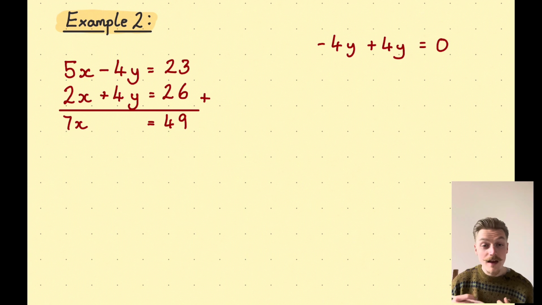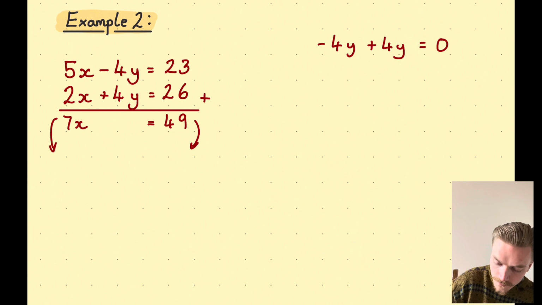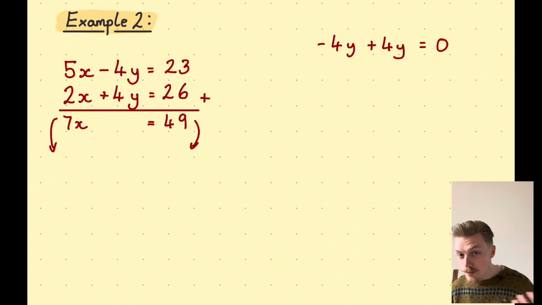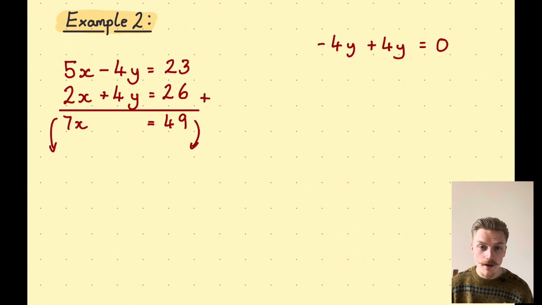I've only got the x, I've cancelled out the y. Wonderful. That means I can progress. So if you make a mistake in an exam, you do the wrong thing, you're left with a y and with an x, hopefully you'll be able to recognize that. It's not the end of the world. You can just try the opposite.